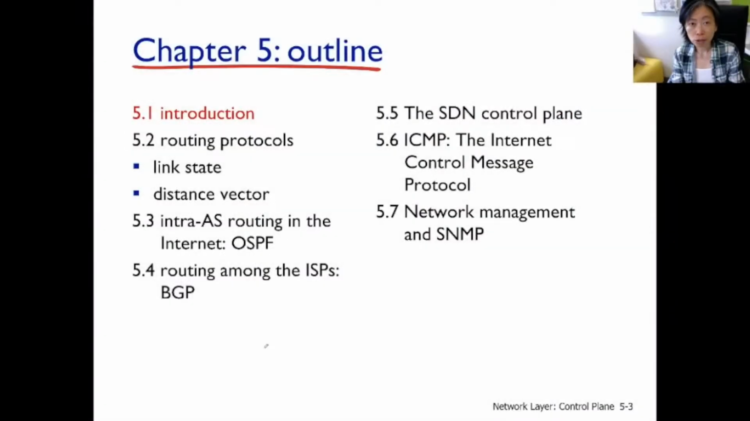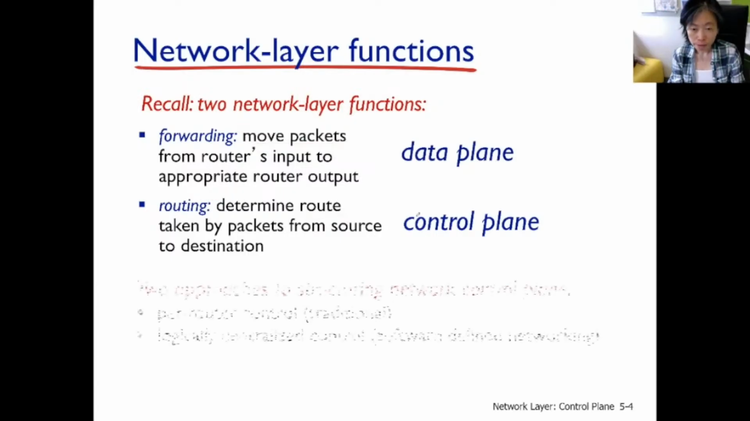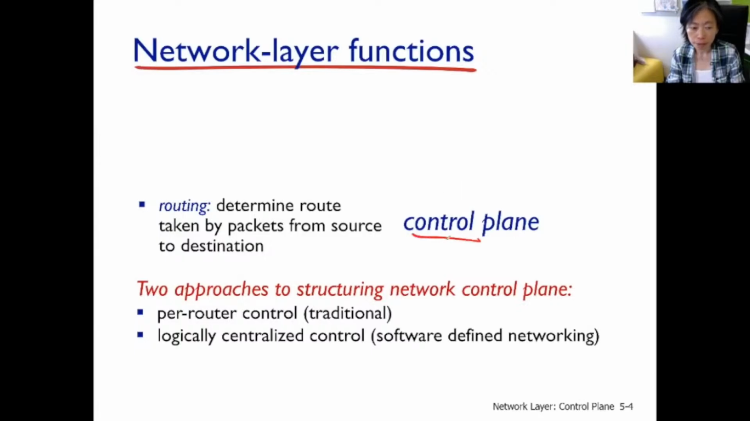Let's go real fast through 5.1, the introduction. Again, network layer, we run two major functions, forwarding and routing. Forwarding is about moving packets real fast from one router to another. Routing, however, is for each router to generate this forwarding table or flow table, or to determine the routes for the packets to move from one router to another. So, in chapter 5, we focus on the control plane here.